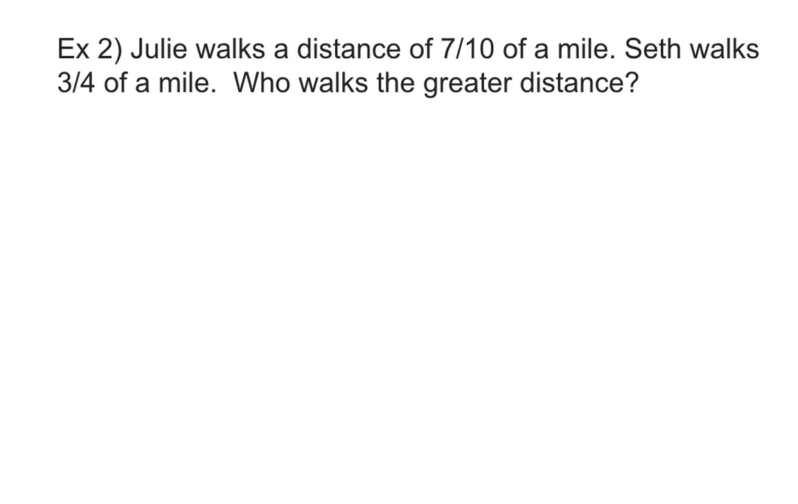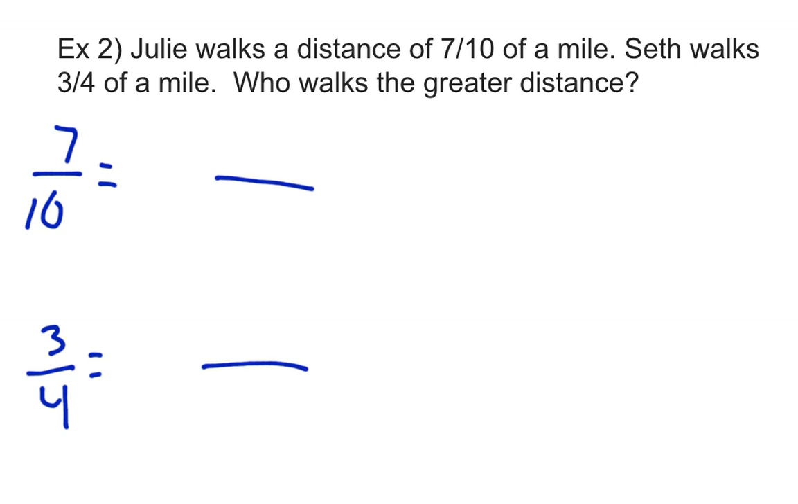Okay, we're back. So comparing: we know that Julie walked 7/10 of a mile, and Seth walked 3/4 of a mile. We want to say who walked the greater distance. Well, again, just like we did in the last problem, we're comparing fractions. We want to change these so that they're equivalent fractions that have the same denominator.